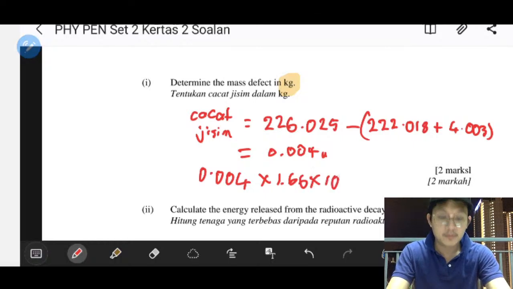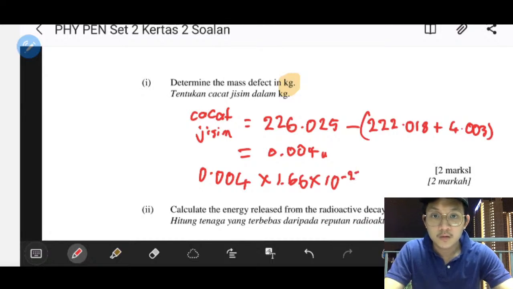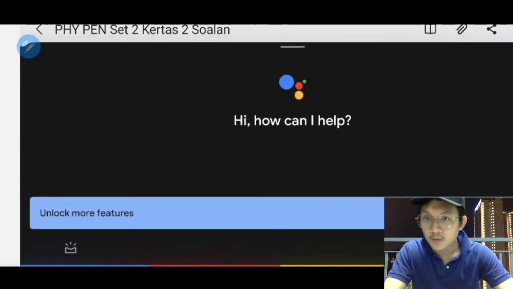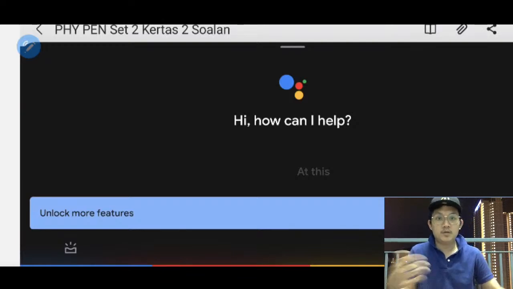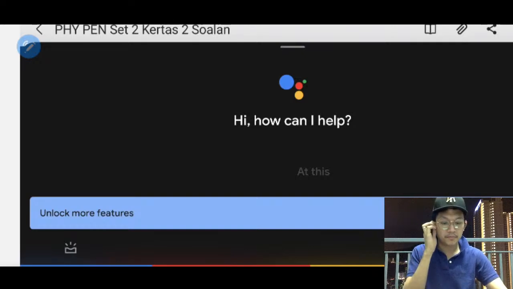Okay, so you will get the answer as 6.64 times 10 to the power of minus 30 kilogram. And then you use this answer in your next question.